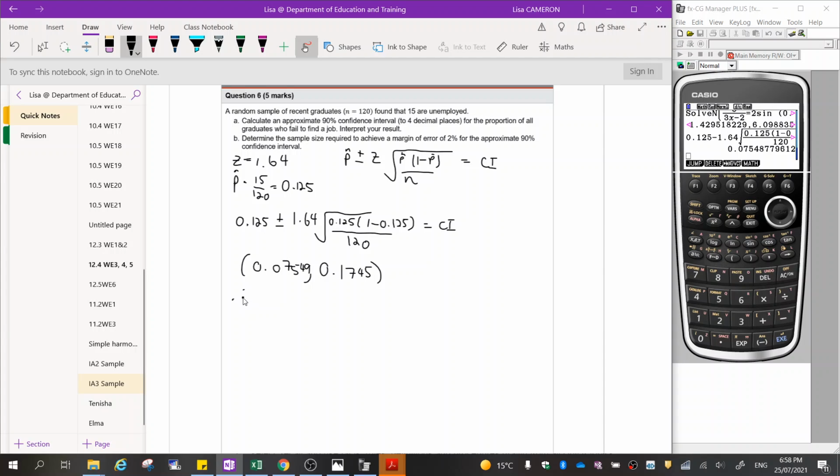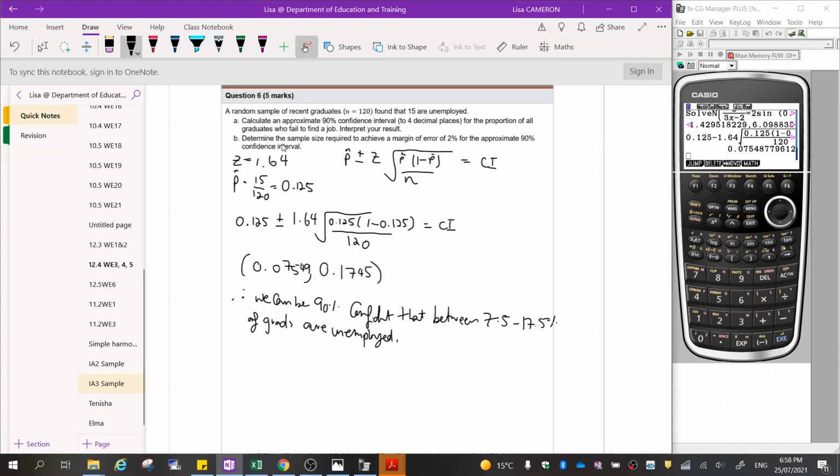So, therefore, we can be 90% confident that between 7.5 to 17.5% of graduates are unemployed. Okay, and there's my little statement.